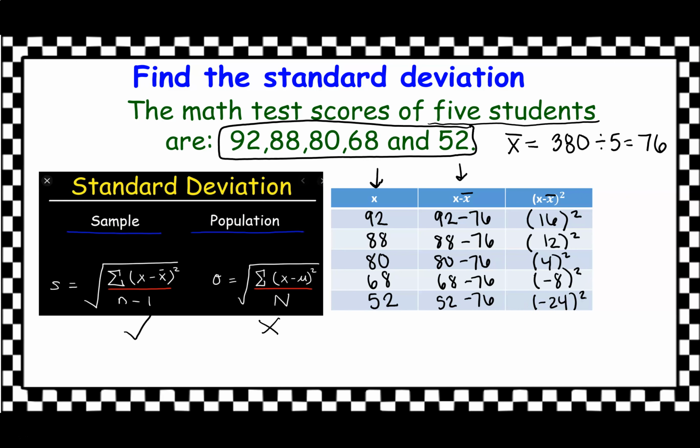Now, you might be saying, Ms. Sorensen, why are you squaring it? And the reason is because squaring makes everything positive, and we don't care that something is below or above the average. We just want to know how far away from the average it is. And so squaring gets rid of our negatives and gives us a better understanding of how far away from the average we are. So let me go ahead and do this math here. This is going to be equal to 16 squared is 256, 12 squared is 144, 4 squared is 16, negative 8 squared is 64, and negative 24 squared is 576.